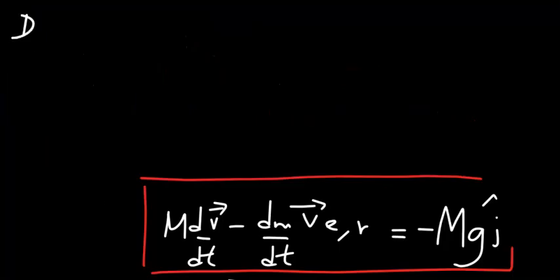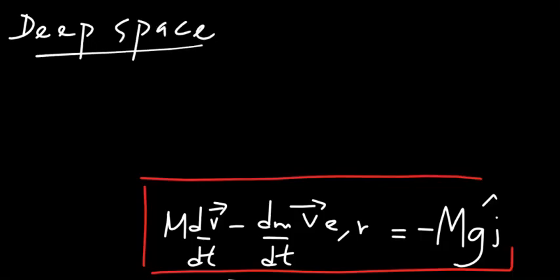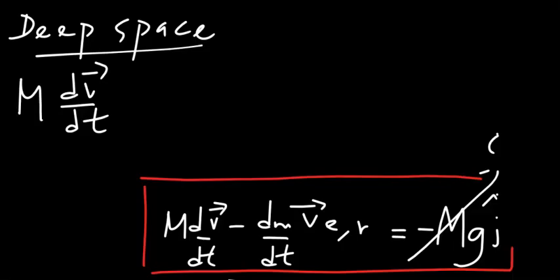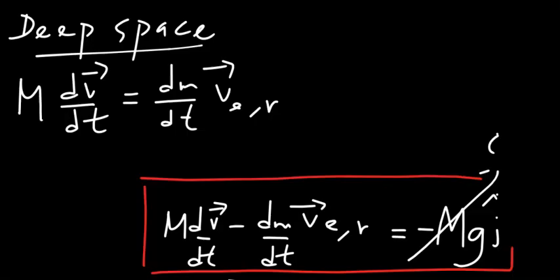Now let's assume the rocket is in deep space, which means there is no effect of gravity. So the right hand side will go to 0. In such a case, how does the velocity or the speed of the rocket change with respect to time? Let's rewrite the equation below. Capital M dv/dt equals dm/dt times v_er.